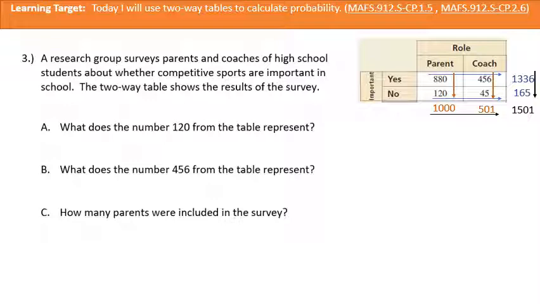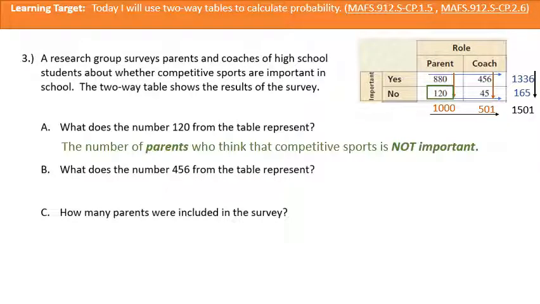Okay, part A. What does the number 120 from the table represent? All right, let's find the number 120 in the table. All right, there it is. What does that represent? That's the number of parents, it's in the parent column, who said no to competitive sports. So what would that be? That's the number of parents who think that competitive sports is not important.